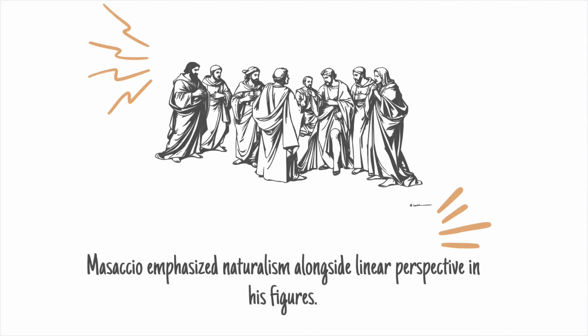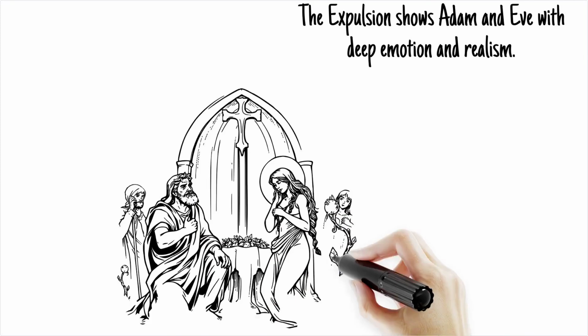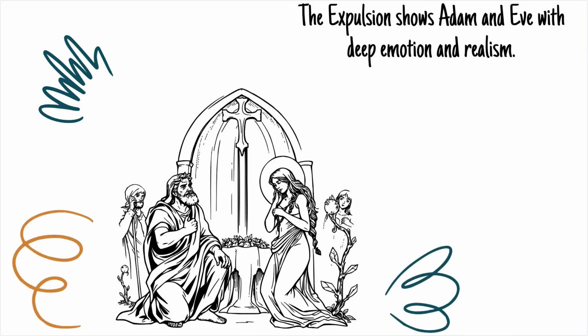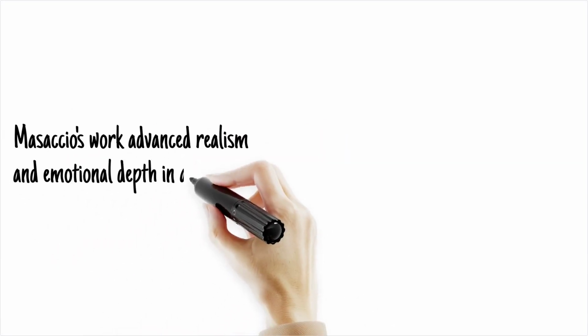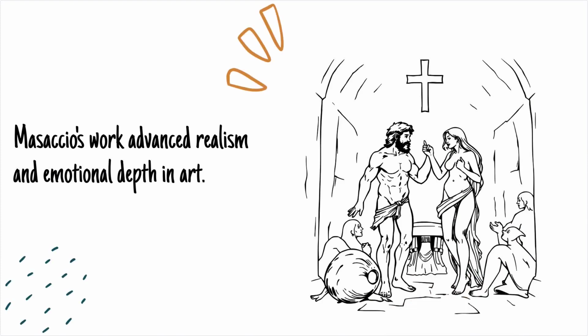Masaccio didn't just focus on spatial realism, he brought a sense of naturalism to his figures. In his fresco The Expulsion of Adam and Eve from Eden, painted for the Brancacci Chapel, Adam and Eve's faces are contorted with shame and despair. Adam covers his eyes in anguish, while Eve cries out in grief. Their bodies are depicted with anatomical accuracy, capturing the weight of their emotional burden. Through Masaccio's work, art took a giant leap toward realism and emotional depth.